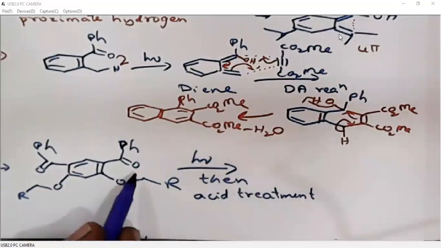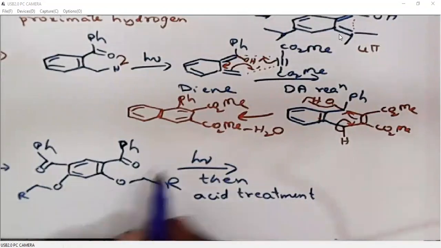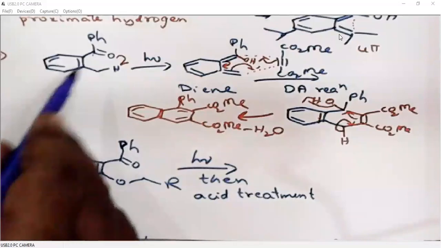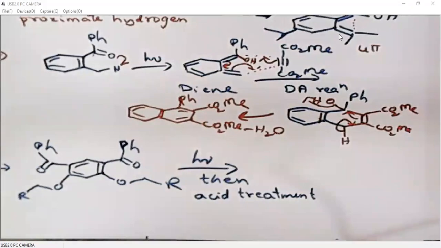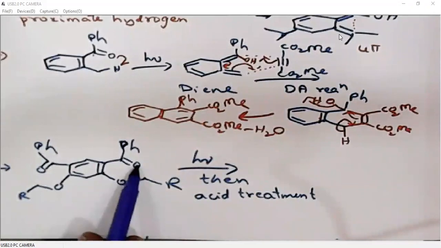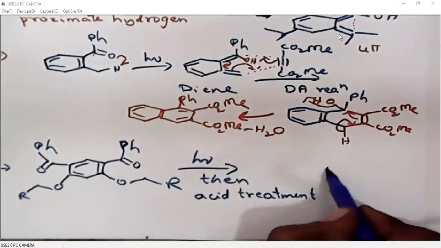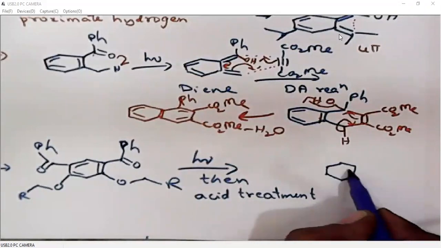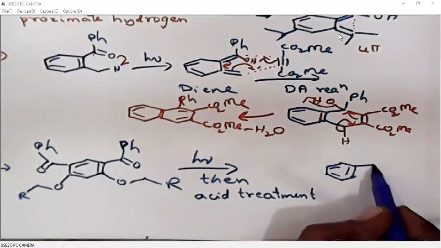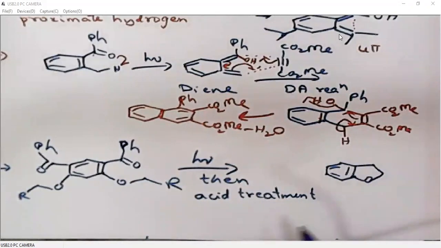So it involves a 1, 2, 3, 4, 5-membered ring. In the previous example, it may lead to a 4-membered ring, but here this is oxygen, so we don't have hydrogens here. This oxygen radical will pick up hydrogen from this. So what we are getting is a 5-membered ring like this.